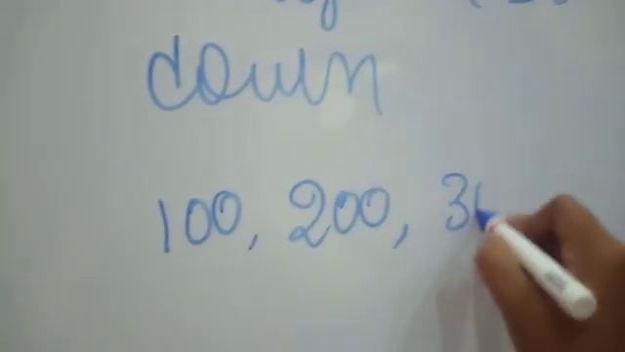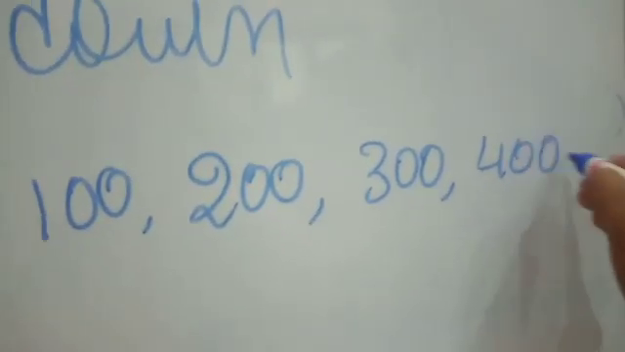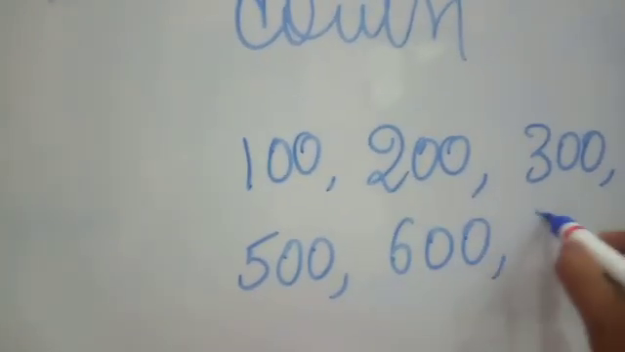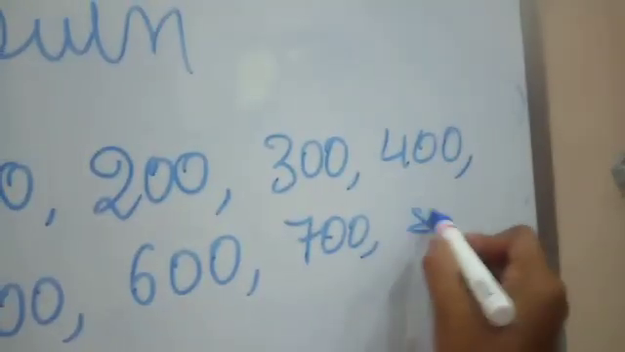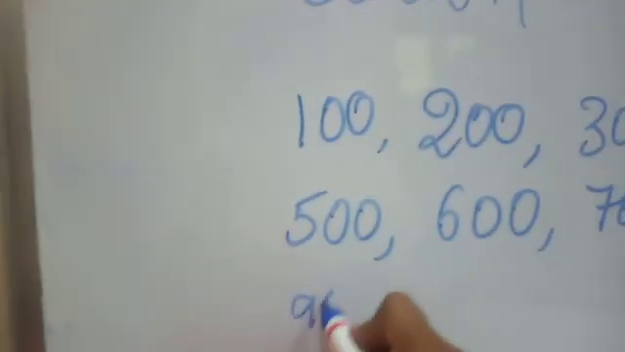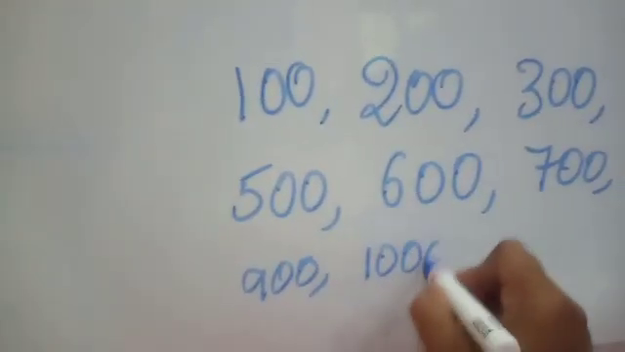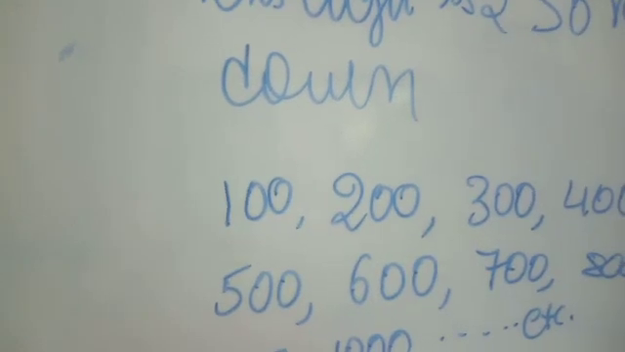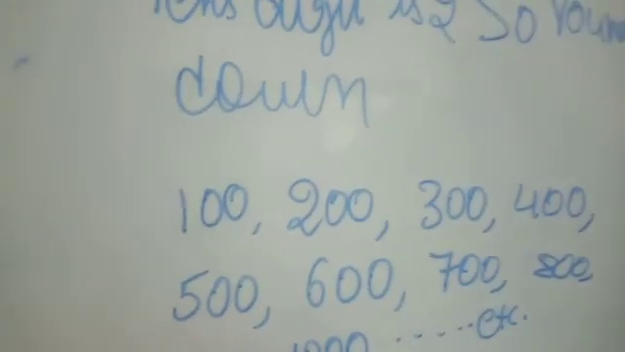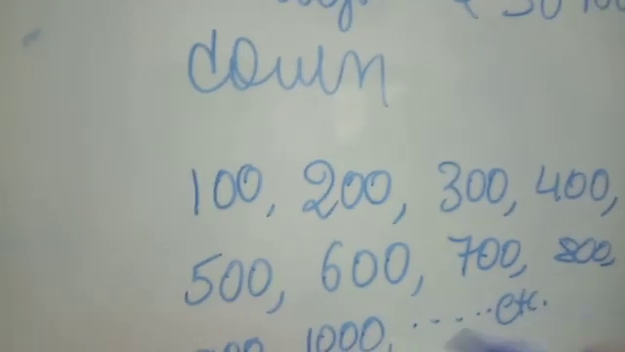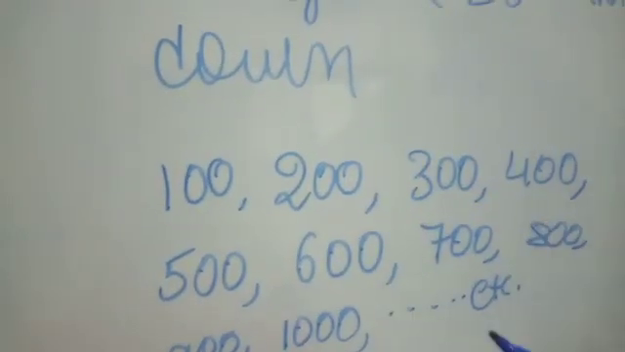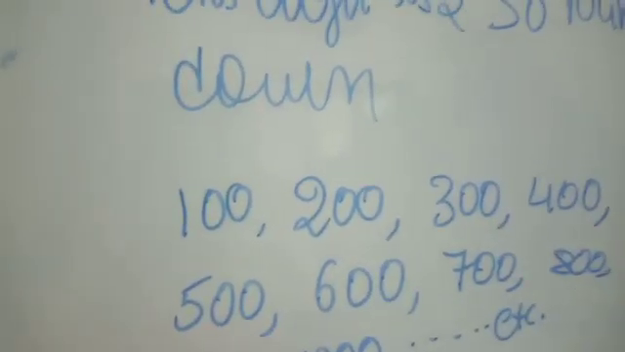100, 200, 300, 400, 500, 600, 700, 800, 900, 1000 and so on. The numbers which we get in the 100 table are all multiples of 100. You should round off the given number to its nearest 100 or 200 or 300 or 400, 500, 600, whatever it is. You should round off to the nearest 100 multiple.